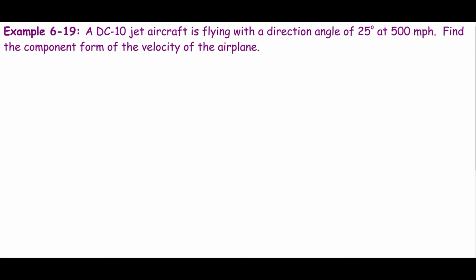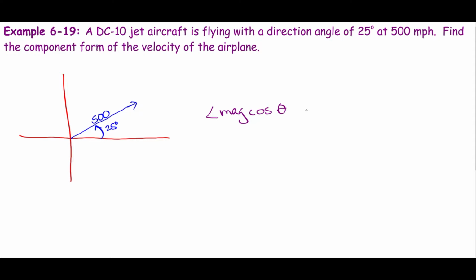So you have a jet which is flying at a direction angle of 25 degrees at 500 miles per hour, and we want to find the component form of the velocity. So we can kind of visualize this here. My plane is flying at a direction angle of 25 degrees, and the speed is 500, so that would be my magnitude. And we're just looking for the component form of this vector. So I just want to use my component form formula, which is, remember, magnitude times the cosine of theta, and magnitude times the sine of theta.